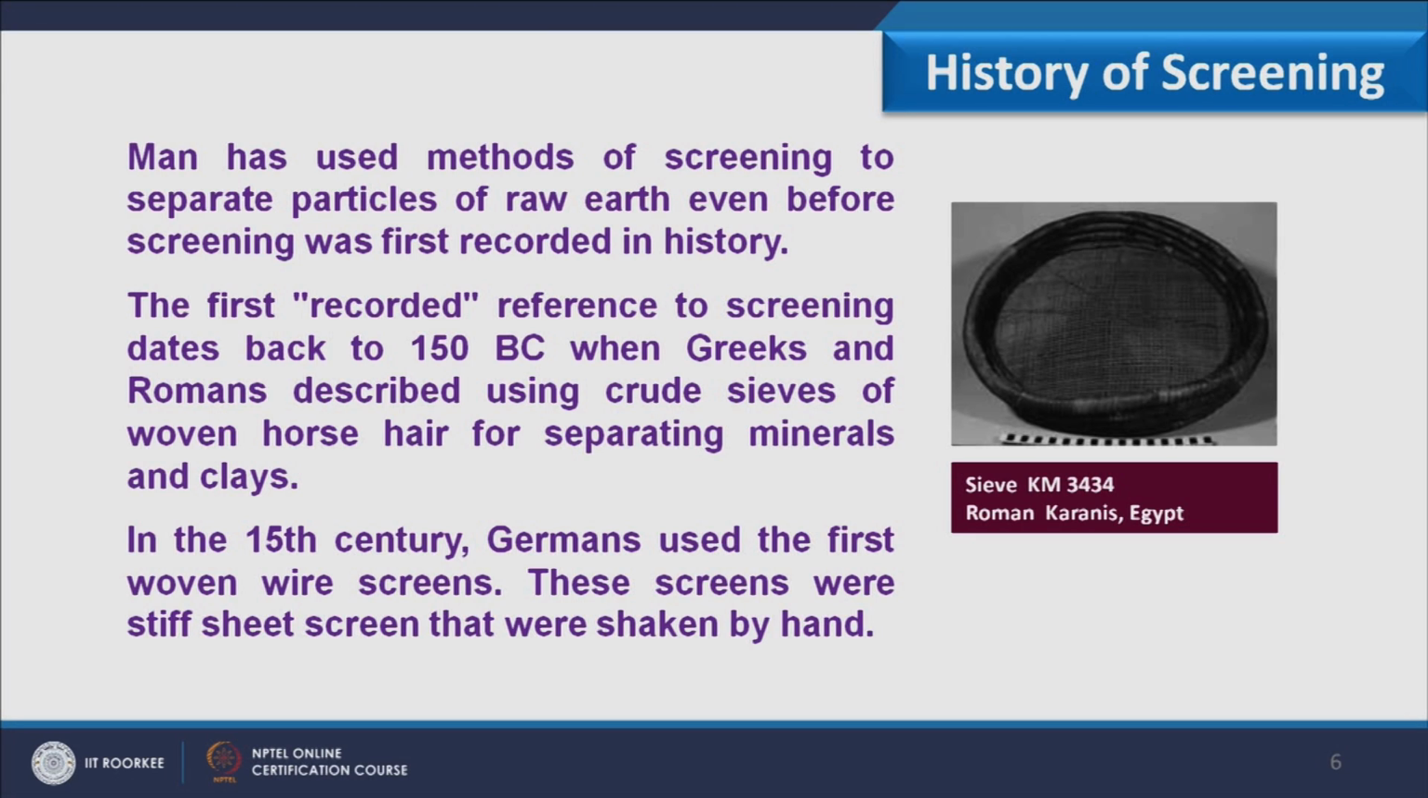Nowadays, we use screens made of metal. In the 15th century, Germans used the first woven wire screens. These screens were stiff sheet screens that were shaken by hand. So, that is the history of the screen.